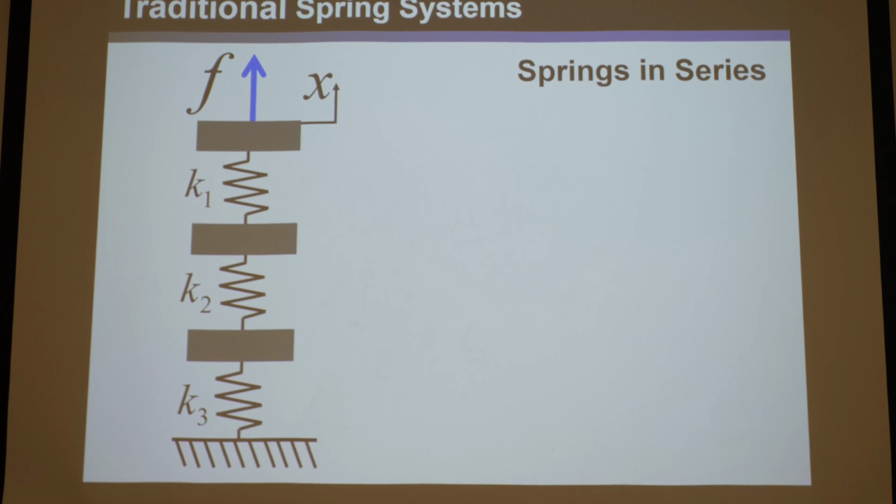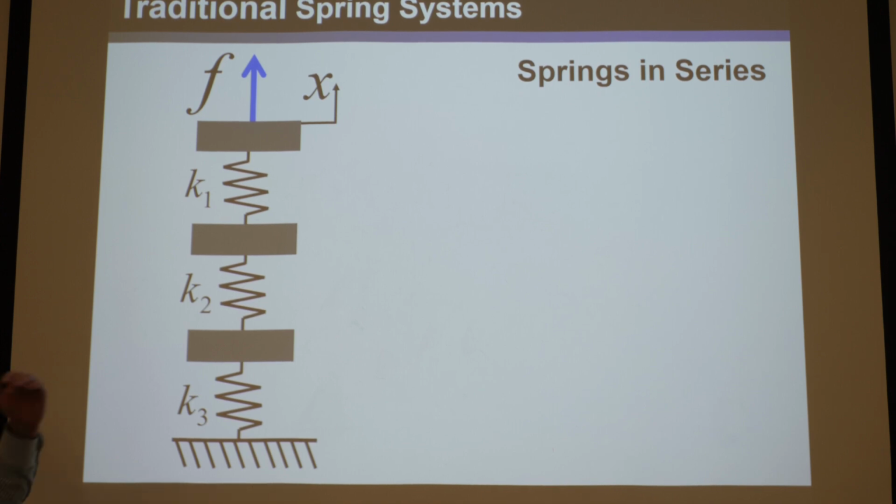So this system is in series, obviously. It's a one-dimensional system. Say we pull it with a force F. Is it true that even if K1, K2, and K3 are different, all these blocks will displace the same amount? No, they won't. But the force in them will be the same.